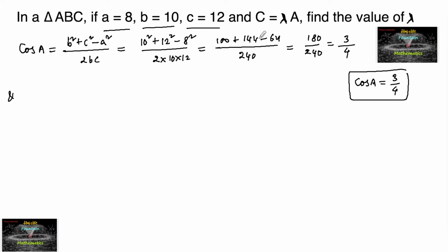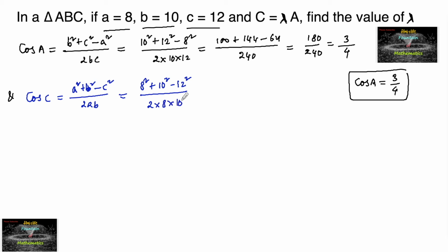And also let us find cos C, which is equal to a square plus b square minus c square upon 2ab, which equals to 8 square plus 10 square minus 12 square upon 2 into 8 into 10, that is 64 plus 100 minus 144 upon 160. So 164 minus 144 comes 20 upon 160, that is 1 upon 8. So we have cos C is equal to 1 upon 8.